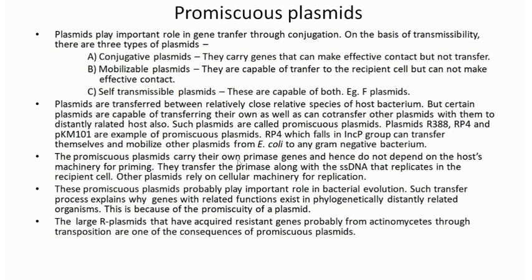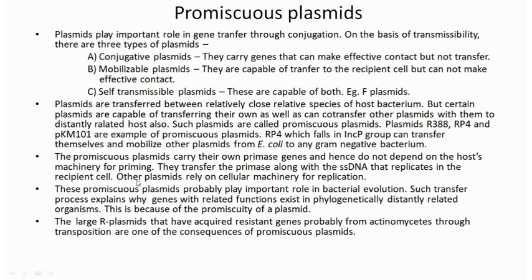Normally, when a self-transmissible plasmid that is not promiscuous is transferred to the recipient cell, it is transferred as a single-stranded molecule, which gets replicated over there and becomes double-stranded using the machinery of the recipient cell. The primase, the DNA polymerase, whatever it uses, all of it is of the recipient cell. But these promiscuous plasmids carry their own primase genes when they are transferred to the other cell. That is the interesting feature. And hence, they do not depend on the host machinery, at least for the priming process.